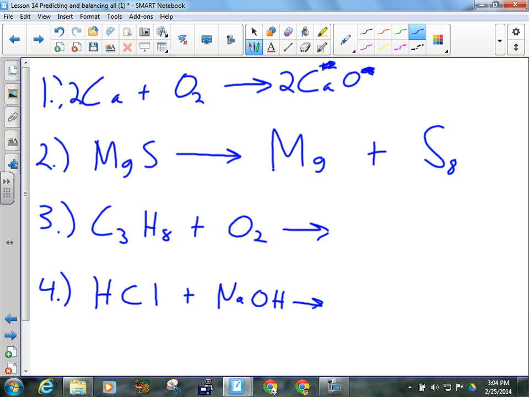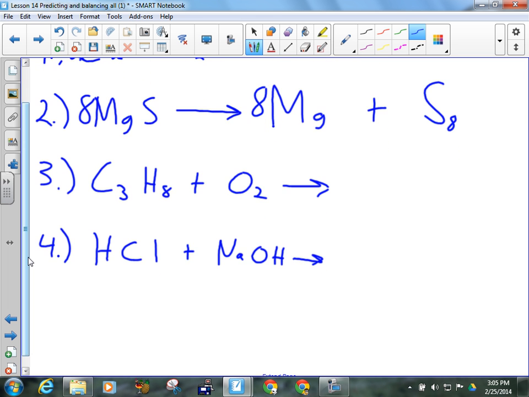Magnesium, not special. We're not trying to hurt its feelings, it's just not. So there's only one of it here, but there's 8 sulfurs. How many do I have here? 1. So what needs to go in front of this? An 8. That gives me how many magnesium? 8. And now the reaction is balanced. Does that make sense? All right, in number 3, what kind of reaction is that?